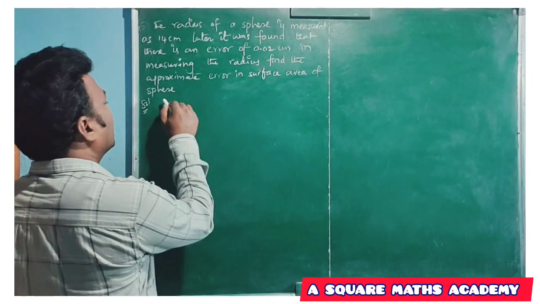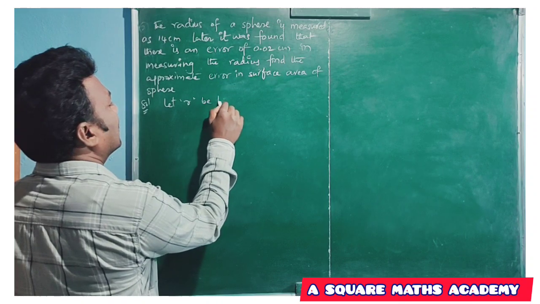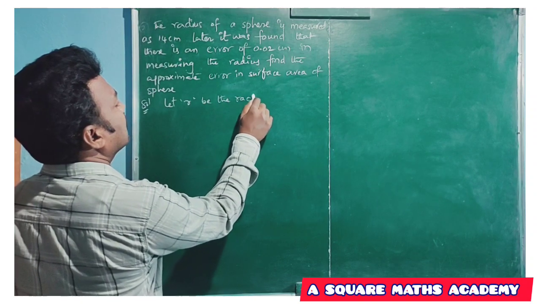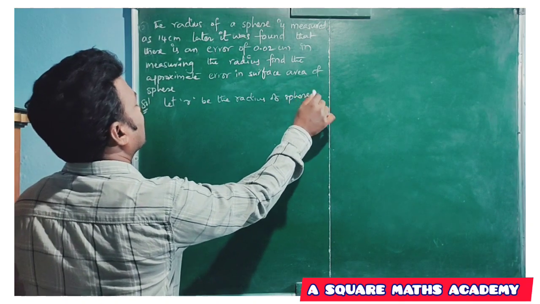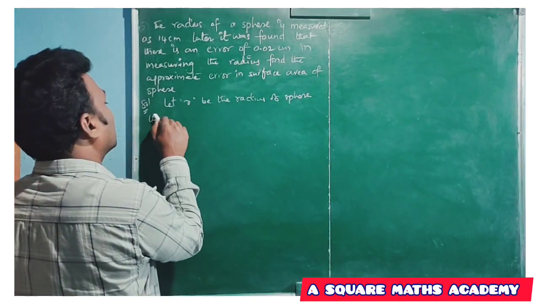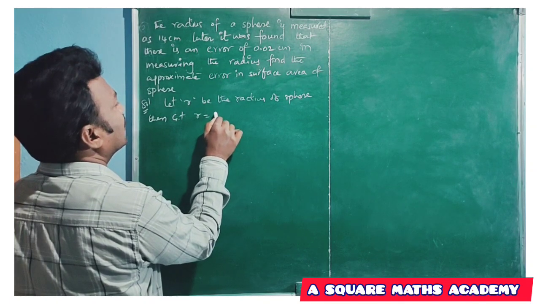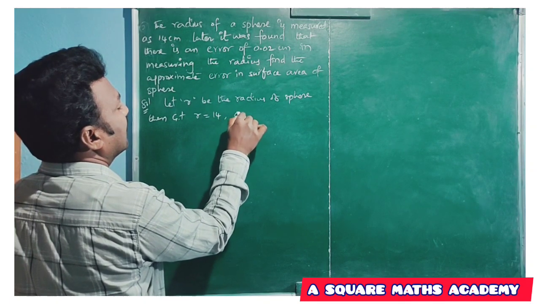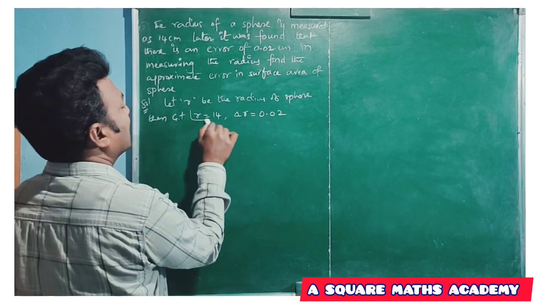So, given values, let r be the radius of the sphere. So then what do we get here? Then given values: given that r equals 14 and delta r equals 0.02. So these are the given values.